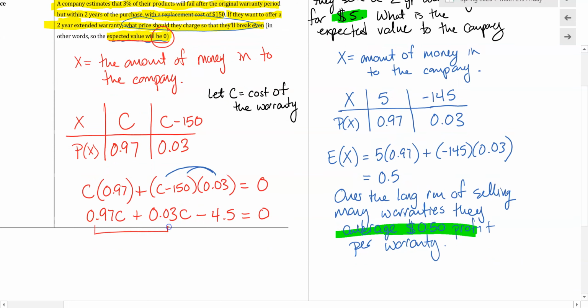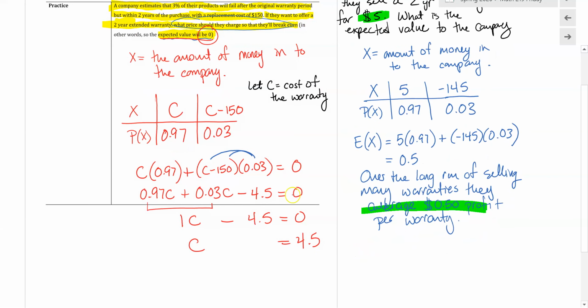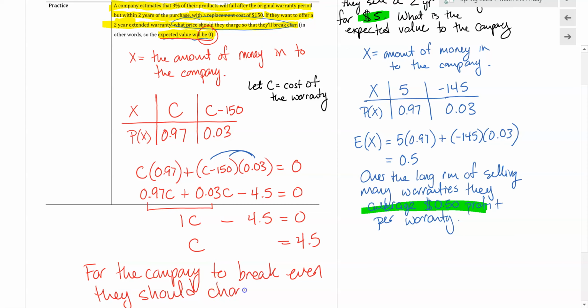If you notice, these guys add up to 1C minus 4.5 equals 0. So I get C, and move this to the other side, I get 4.5. That's the cost of the warranty, right? C is the cost of the warranty. So for them to break even, they should charge $4.50 for the 2-year warranty. Charge $4.50 for the warranty.